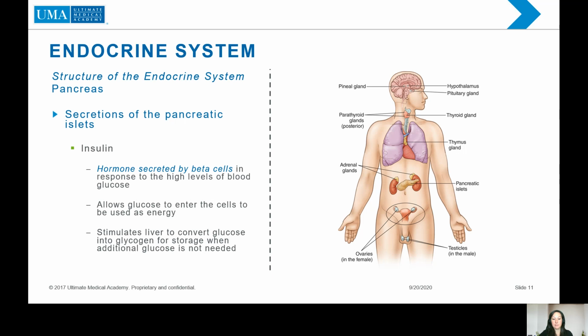And then it's going to stimulate the liver to convert the glucose into glycogen. And then the liver is going to store it when additional glucose is not needed. So, this is why it could be bad if you have too much glucose in your body, because then it's going to be stored in your liver. And that can cause your liver to get fatty.